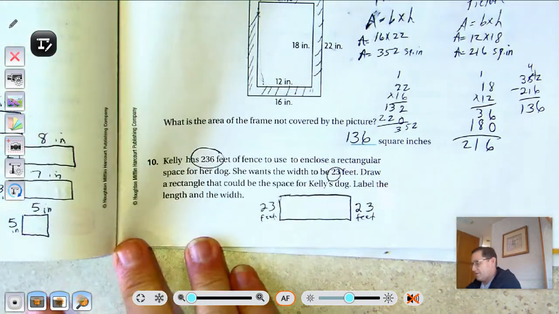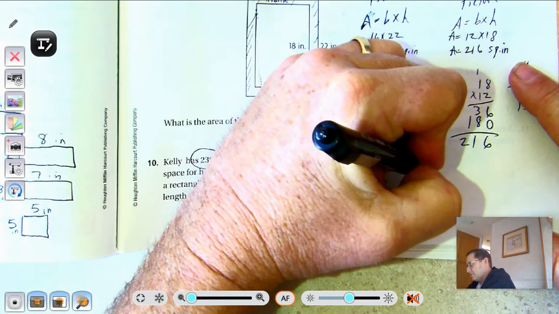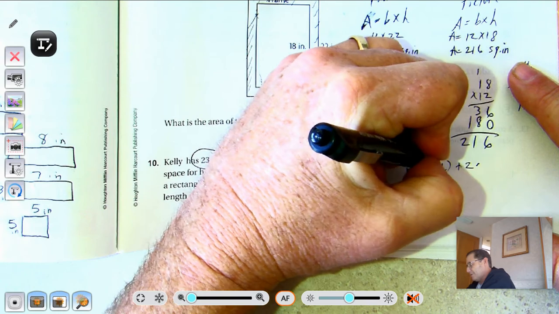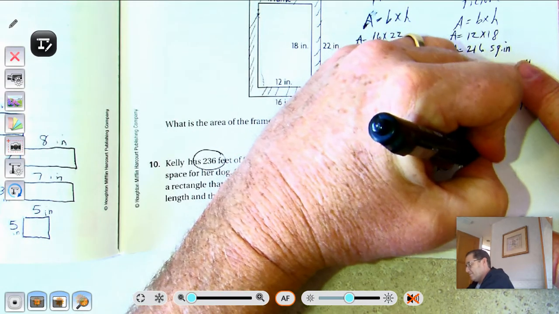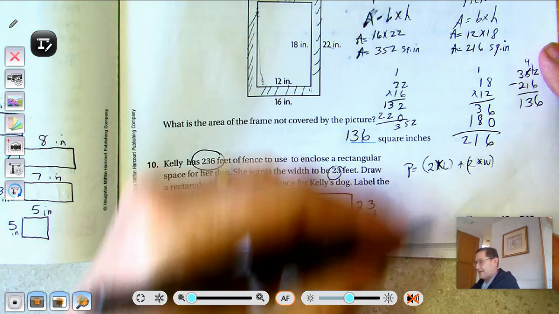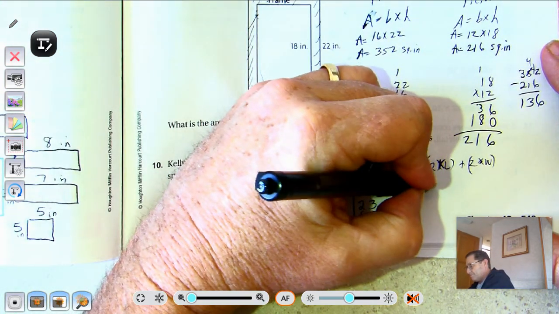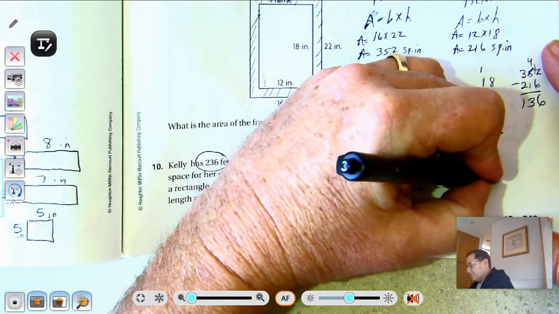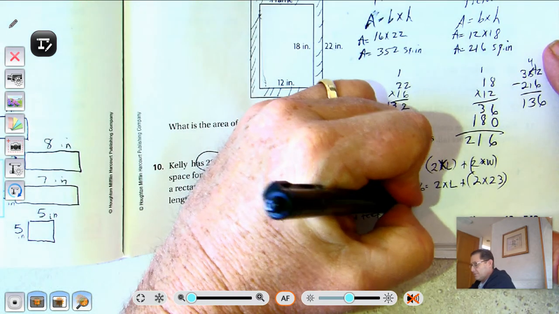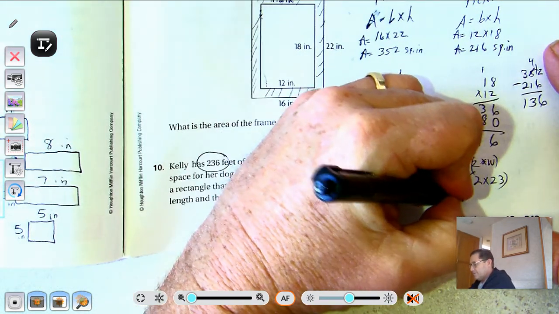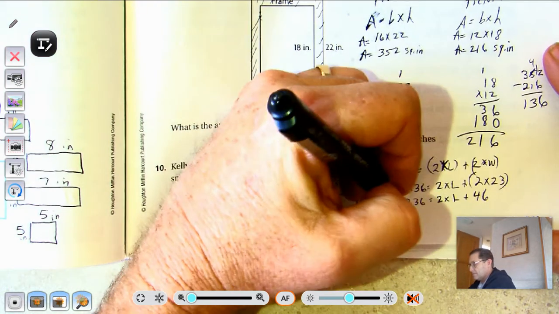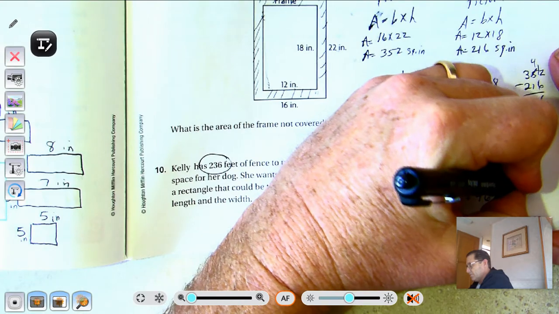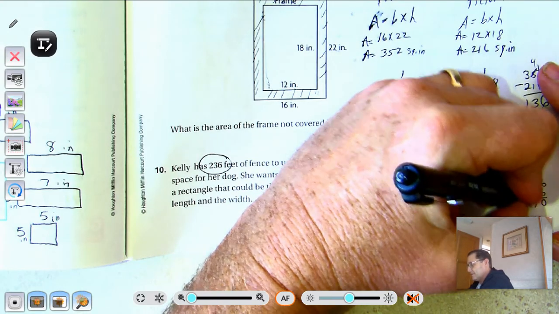Well, they gave us the total, so that's going to be helpful. So we can go perimeter equals 2 times the length plus 2 times the width. Okay, 2 times the length we don't know. We do know the perimeter. We know the width of 23. All right, so 236 equals 2 times the length plus 46. Okay, so these two sides add up to 46. So 2 times something equals 236, take away the 46, equals 190. So what is 190 divided by 2?